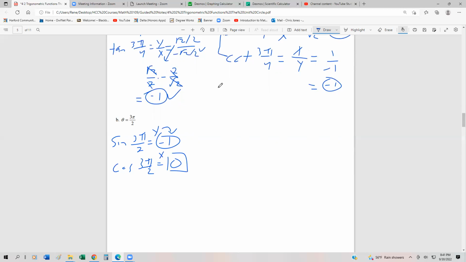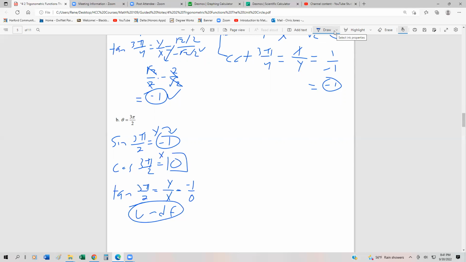Now remember, the tangent function, so the tangent of 3 pi over 2, which is going to be y over x. So y over x is going to be negative 1 over 0, which is undefined. Okay, so that happens. Remember we saw that earlier in a couple other examples.